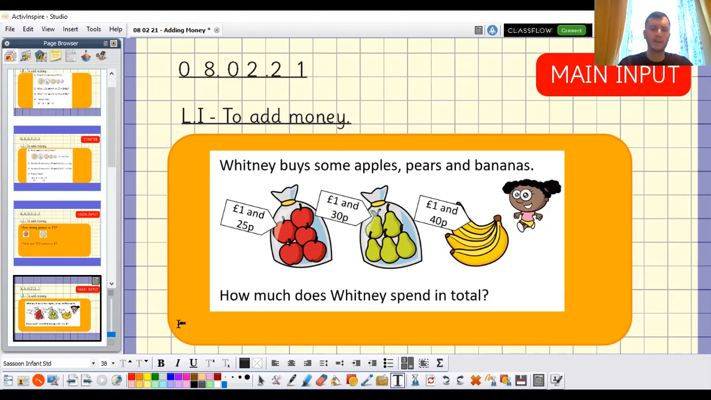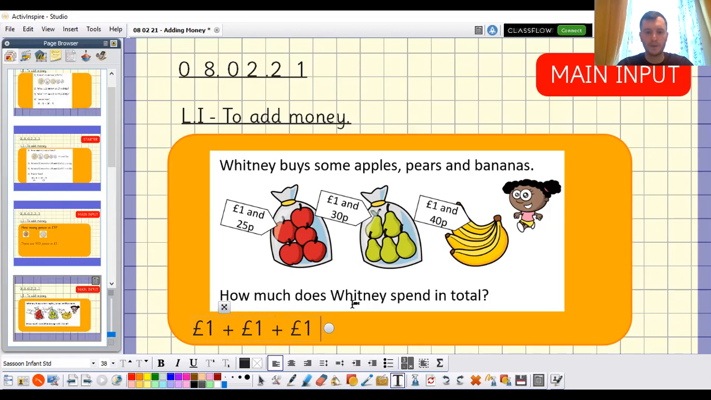Now let's do this one together. And I'm going to show you how I would do it, making it as simple and easy as possible. So I'm going to ignore all of the pence. I'm going to ignore that bit, that bit, and that bit. And I'm just going to focus on the pounds. So it's £1 plus £1 plus £1. Now in my head, I know that's £3.